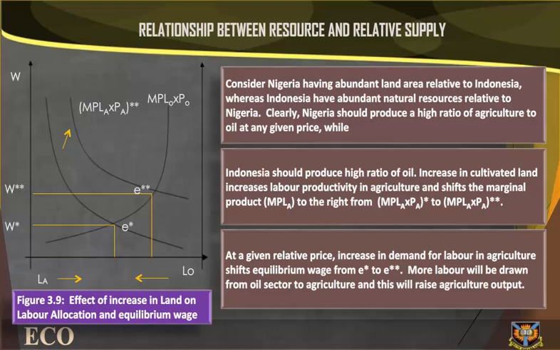from MPLA x PA to MPLA' x PA. At a given relative price, increase in demand for labor in agriculture shifts equilibrium wage from E to E'. More labor withdrawn from oil sector to agriculture, and this will raise agricultural output.